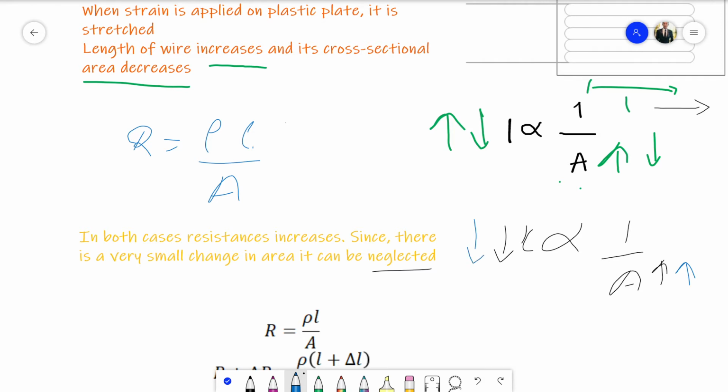When this decreases, sorry, let's talk about another thing. When the length increases, the resistance also increases. It only applies when the length increases and the area decreases. You don't have to go deeply.